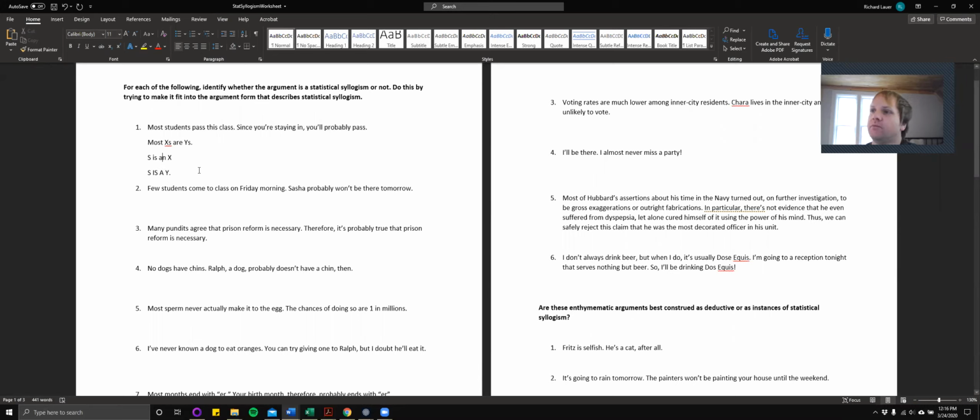So let's look at this. It says most students pass this class. Since you're staying in, you'll probably pass. And you know, this seems like a pretty straightforward one. You are an individual and you belong to a particular group, namely students in this class. And then there's an attribute that you're receiving in the conclusion, which is that you're going to be a student who passes this class, or probably you're going to be a student who passes this class.